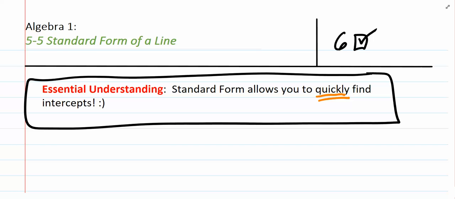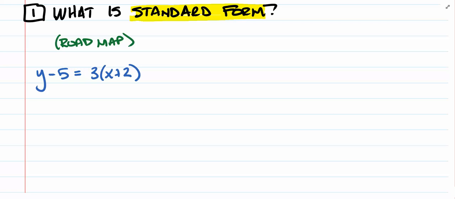Okay, there are 6 boxes. The essential understanding is that standard form allows you to quickly find the intercepts of a graph and then to quickly make a graph. So that's where we're going for today. It should be pretty fun. So box number 1 is all about understanding what standard form is, okay?